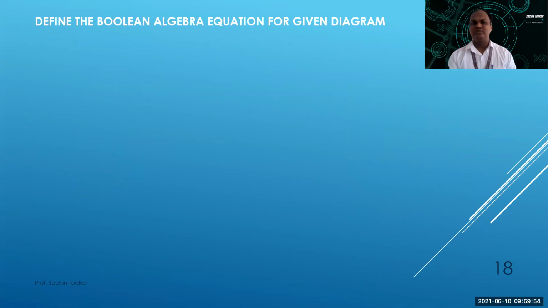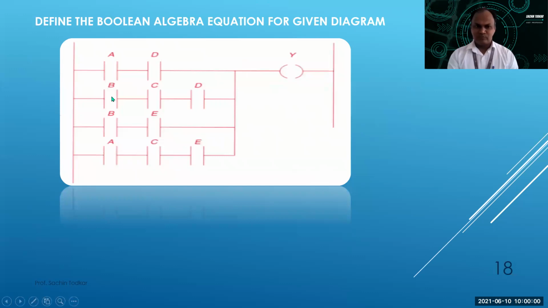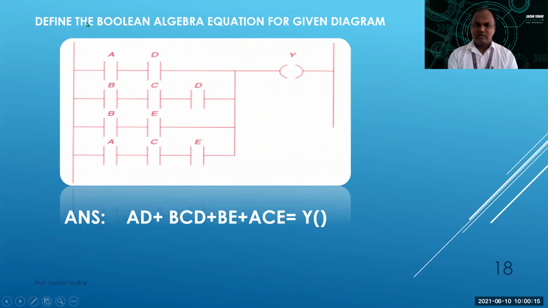Now we'll see some diagrams in which we have to define some Boolean algebra. If you see here, A and D are in series, B, C, D are in series, B and E is in series, A, C, E is in series. So in that case, what are we going to write? Your Boolean will be A multiplied by D plus B multiplied by C multiplied by D plus B multiplied by E plus A multiplied by C multiplied by E must be equal to your Y output. So this is your Boolean algebra for this particular diagram.